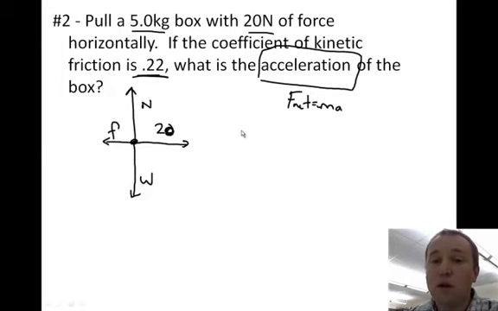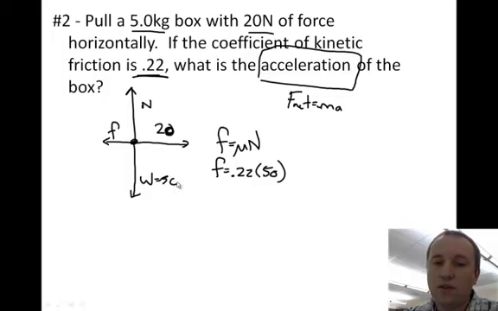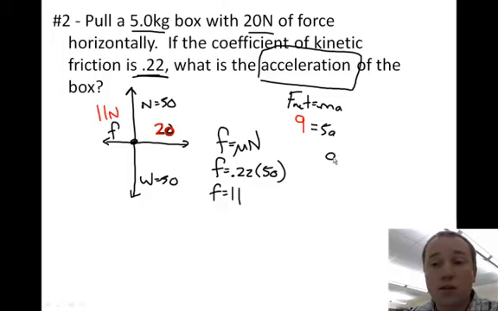Problem, I don't know how big my friction is. So the first thing I need to do is find my friction. Friction is mu times normal. So friction is 0.22 times normal, which is 50 in this case, because the weight is 50, and the normal is 50. And so my friction force is 11. Now if I know my friction is 11 newtons, but I'm pulling with 20, my F net needs to be the difference, 9. So 9 equals mass times acceleration. Acceleration is 9/5 meters per second squared.